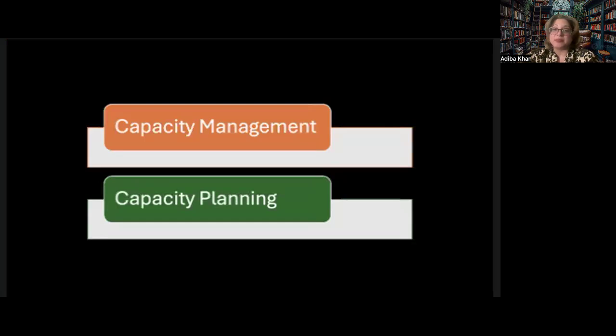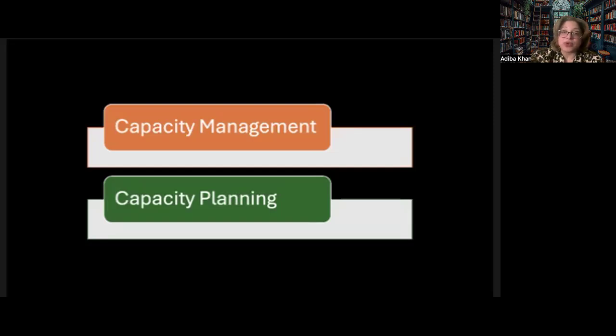So, both terms are related to resource allocation, and this is where students kind of get that mixed up. Capacity management refers to the ongoing process of actively managing the current resources to meet the existing demand. Whereas capacity planning focuses on strategically forecasting the future demand and then determining what kind of resources we need to meet this expected future demand. Essentially, with capacity planning, we're looking ahead to prepare for potential needs.